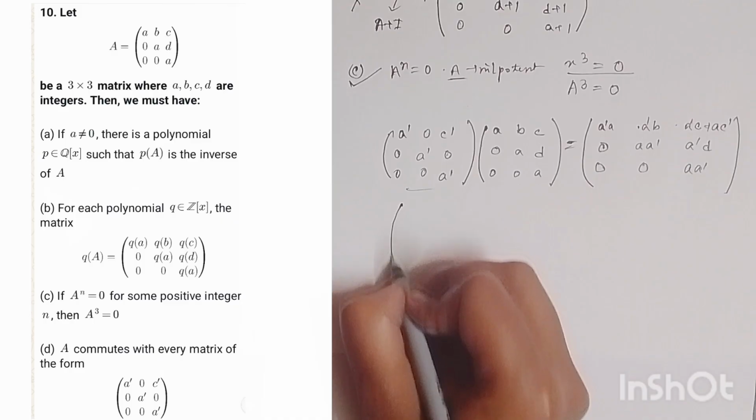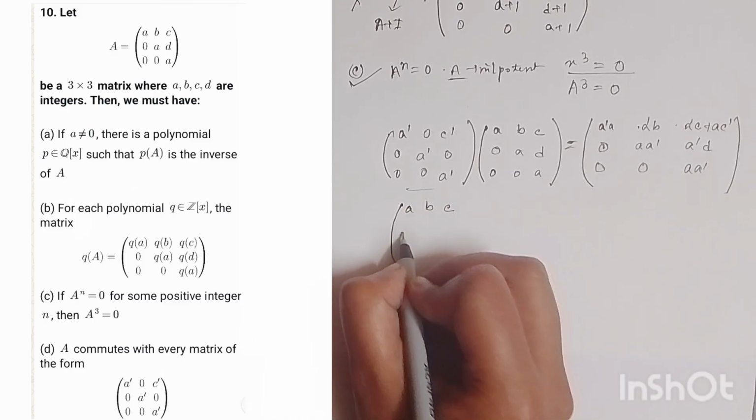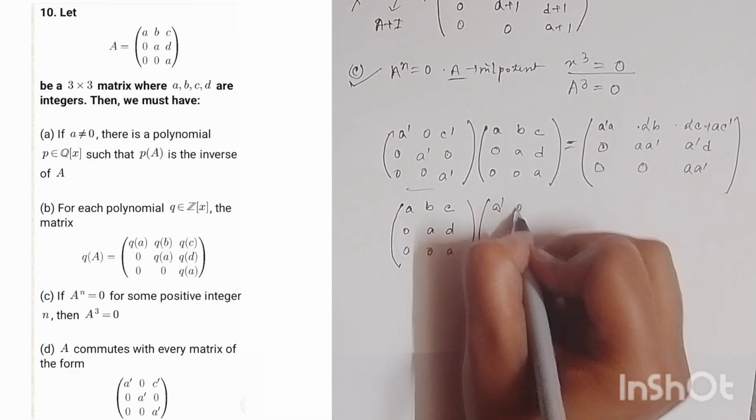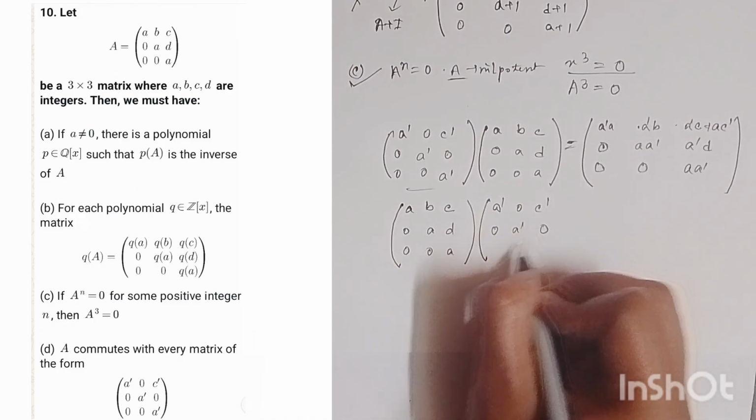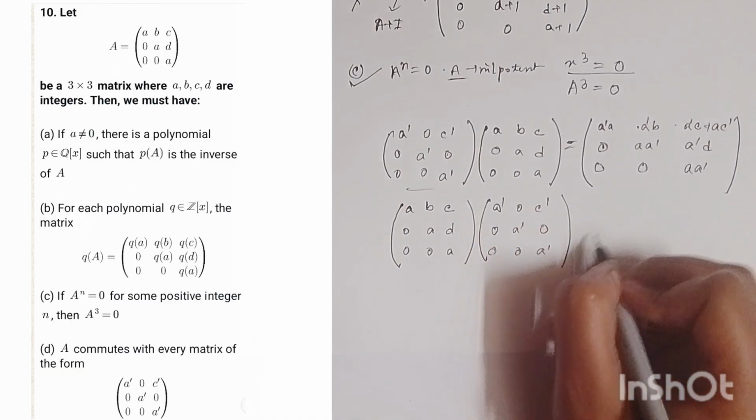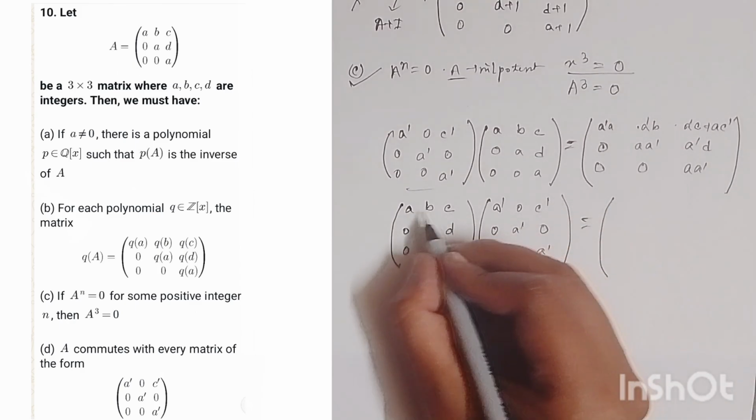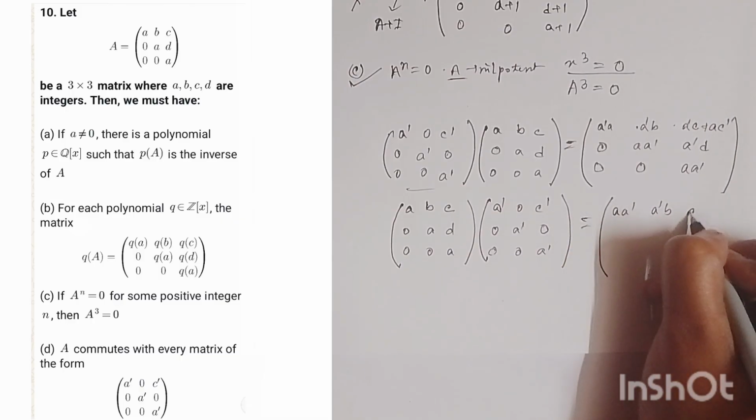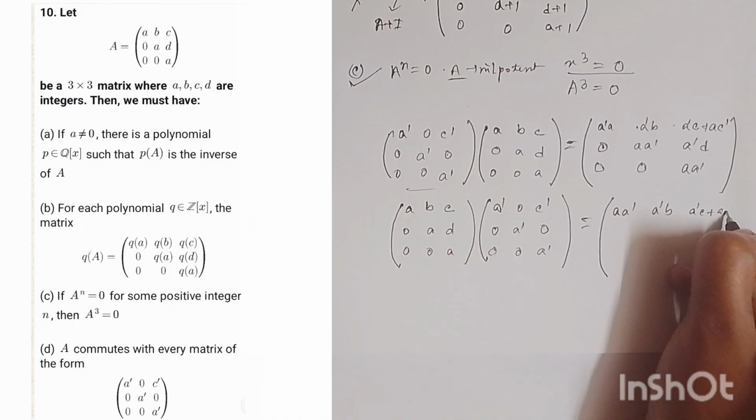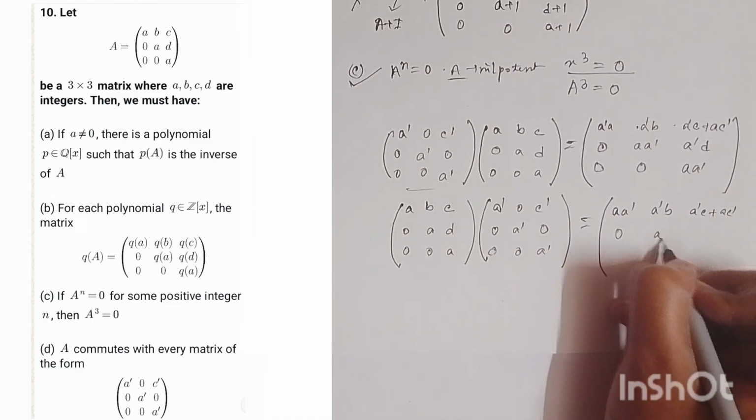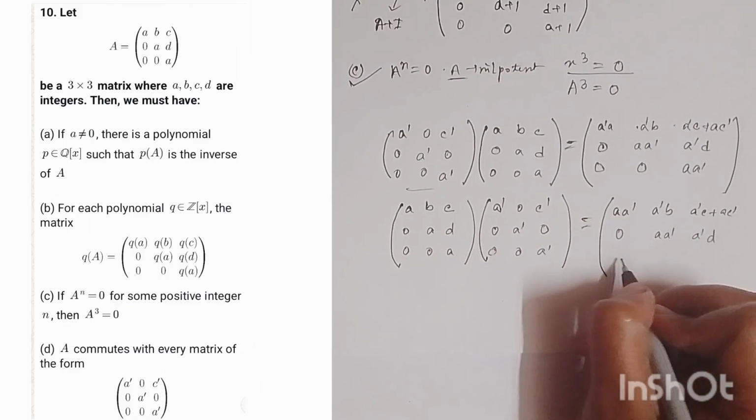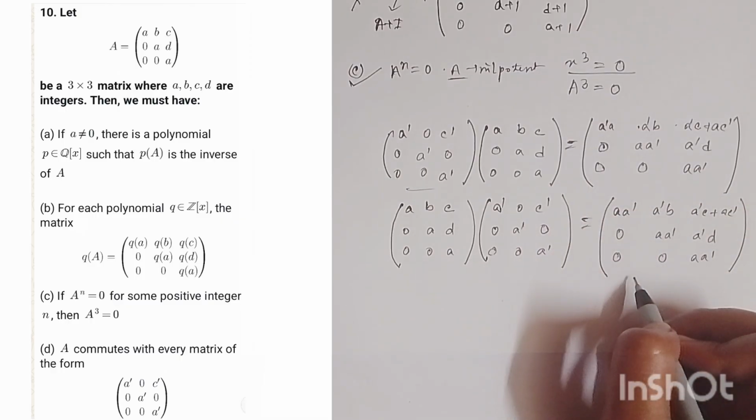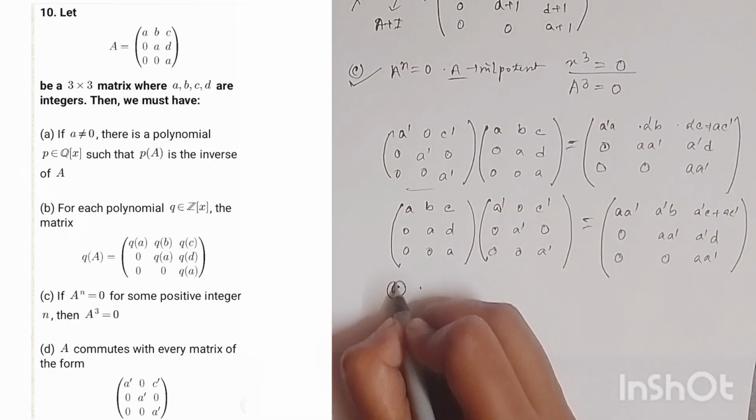Now A multiplied with this, [[a, b, c], [0, a, d], [0, 0, a]] into [[a', 0, c'], [0, a', 0], [0, 0, a']], equals [[a'a, a'b, a'c + ac'], [0, a'a, a'd], [0, 0, a'a]]. So these are equal. So option D is our correct answer.